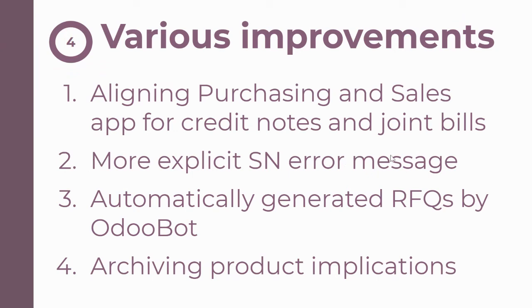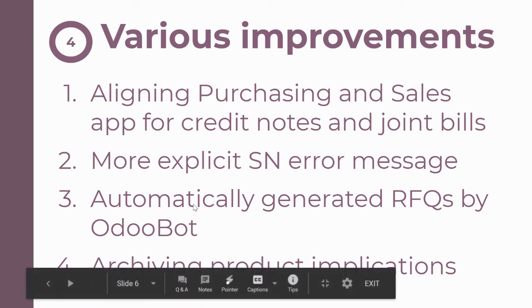More explicit serial number error message. This is also nice. This is if you want to load plenty of serial numbers at some point, and only one does not work. Now it will say which serial number is problematic, rather than before saying just you cannot have duplicates in serial numbers. So it will be much easier for you to find which serial number is the problem.